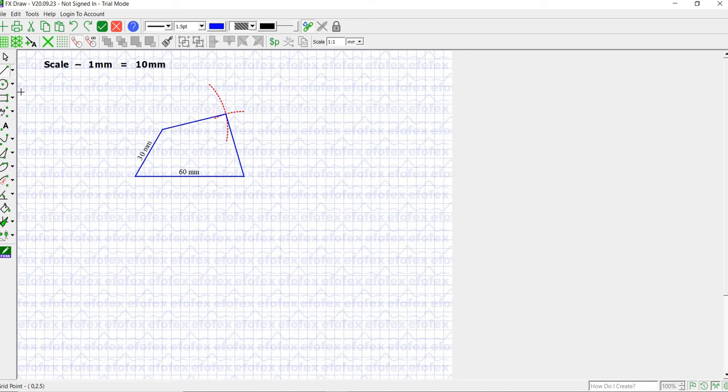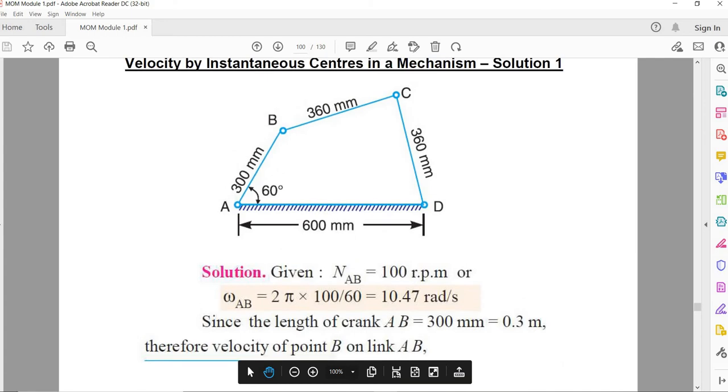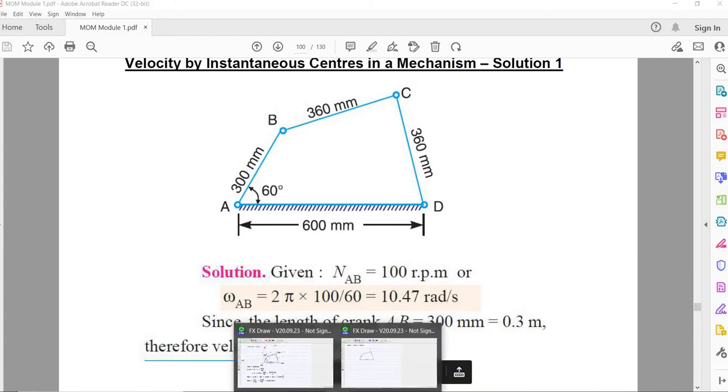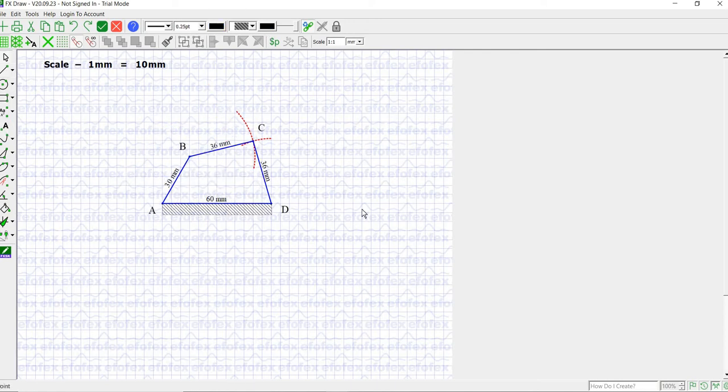Now I am going to name it A, B, C, D. So this is the mechanism ABCD. AD is my fixed link. So now I finish my space diagram. This is the space diagram. We'll first number the links. Now we'll find out the fixed and permanent instant centers.